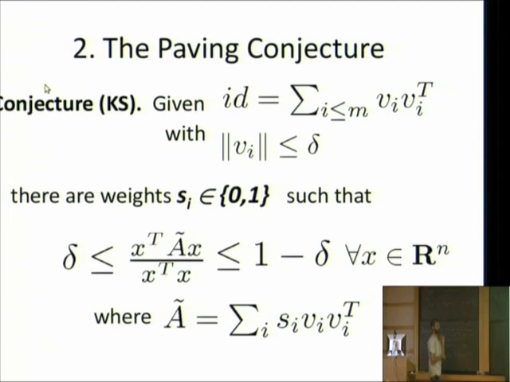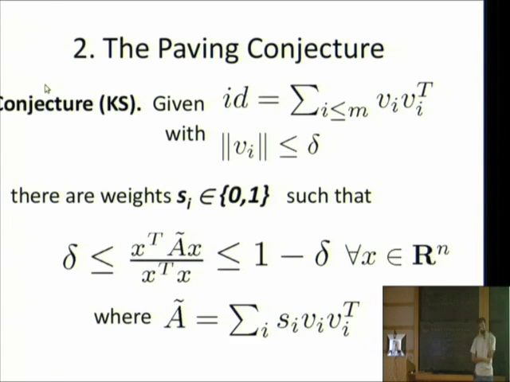Another strengthening of this concerns getting better control on the weights in more general scenarios. So suppose now I'm given a decomposition of the identity. So I have the identity written as a sum of outer products v_i v_i transpose, and I have the additional condition that the norms of these vectors are bounded by some constant delta. Then, can I produce weights that are either 0 or 1? So they're not allowed to be just any real number now. Can I produce weights that are 0 or 1, so that when I take A tilde equal to the sum of v_i v_i transpose for just some subset of my v_i, this thing has eigenvalues bounded away from 0 and 1?